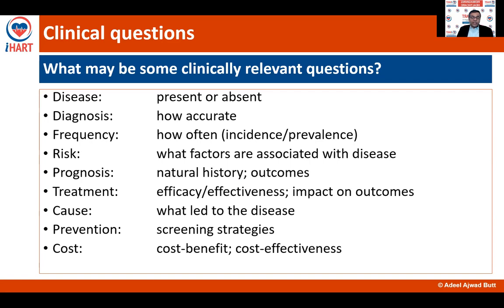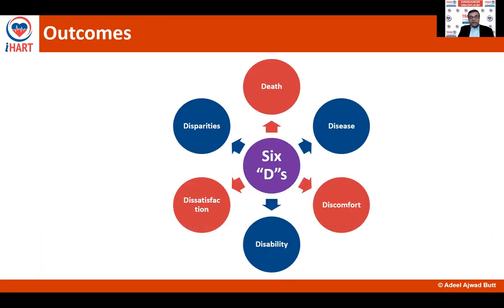In certain types of studies, you can also try to study the cause of the disease, or at least the associations that increase or decrease the risk of disease. You can try to determine the efficacy of screening strategies for diseases and clinical conditions. And you can also look at cost benefit and cost effectiveness of interventions. And equally importantly, what will be the cost to the society and cost to the patient if you do not do the proper intervention in time.